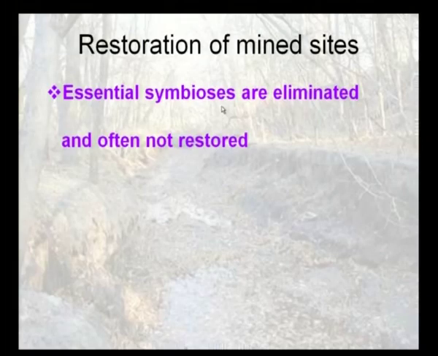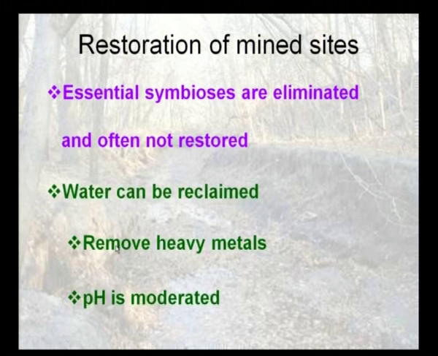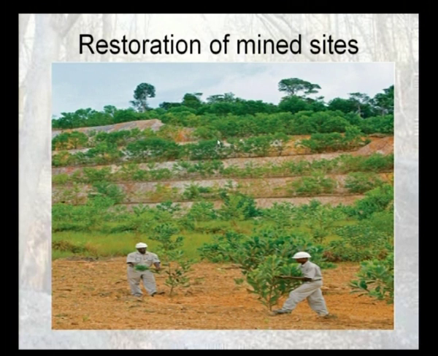And the essential symbioses are eliminated and often not restored. Symbiosis means there is a connection between the plants and animals, so that exact symbiosis will not return, and therefore it may not restore the previous condition. And water can be reclaimed, the heavy metals can be removed, the pH value, the acidity or base, can be moderated, and the mine site may be converted into a forest site also. All these are possible, but the main point is that it is not possible to restore the previous condition.